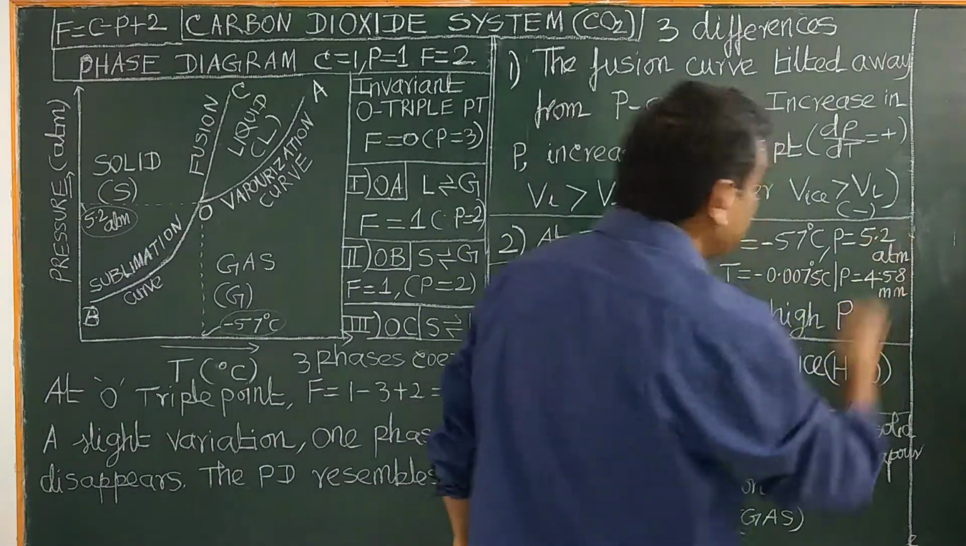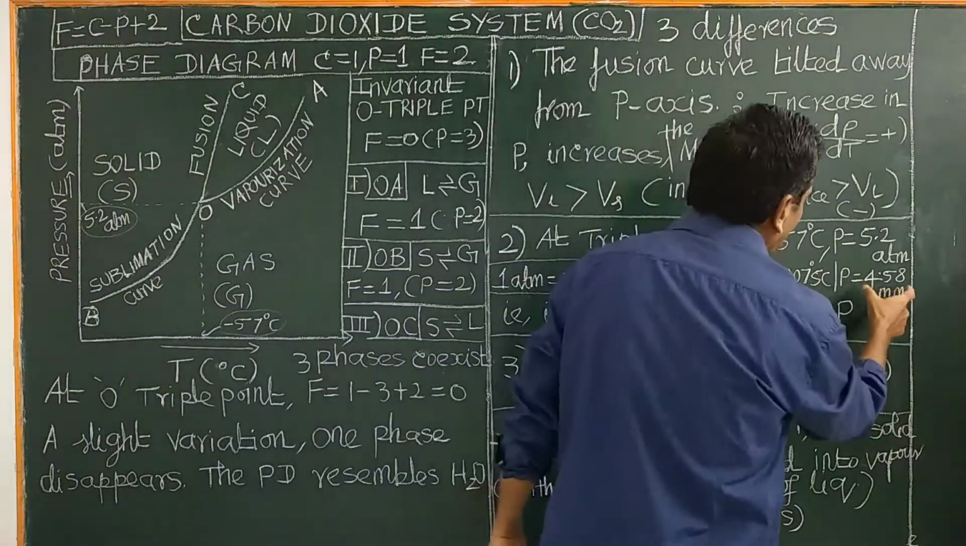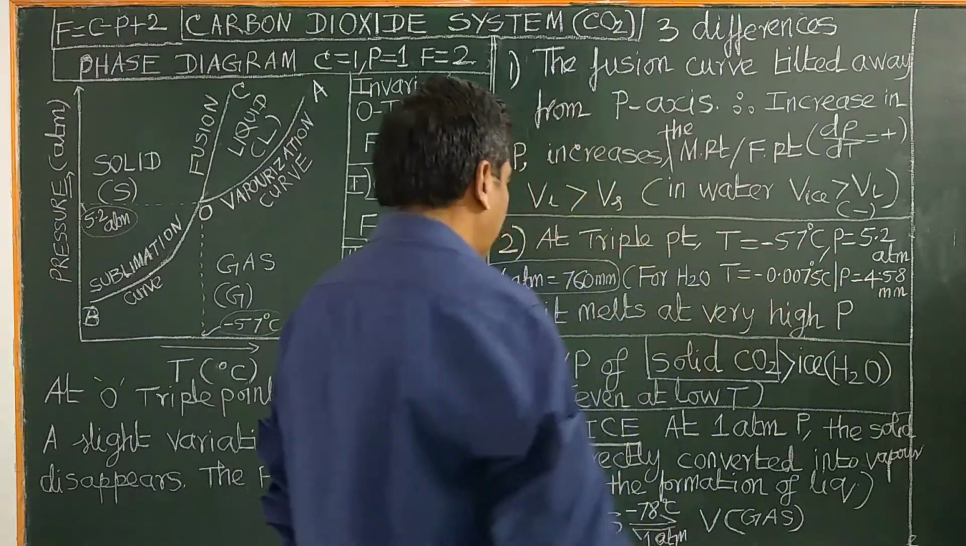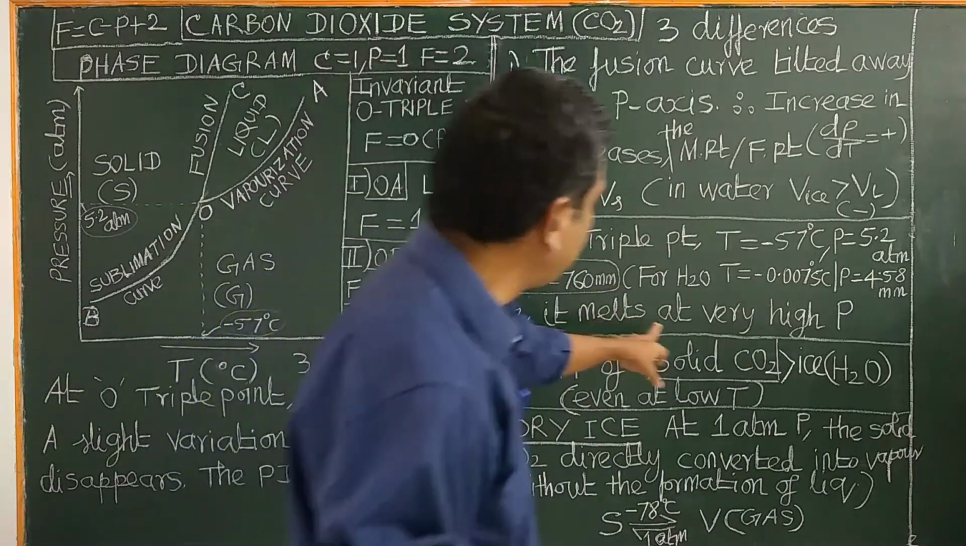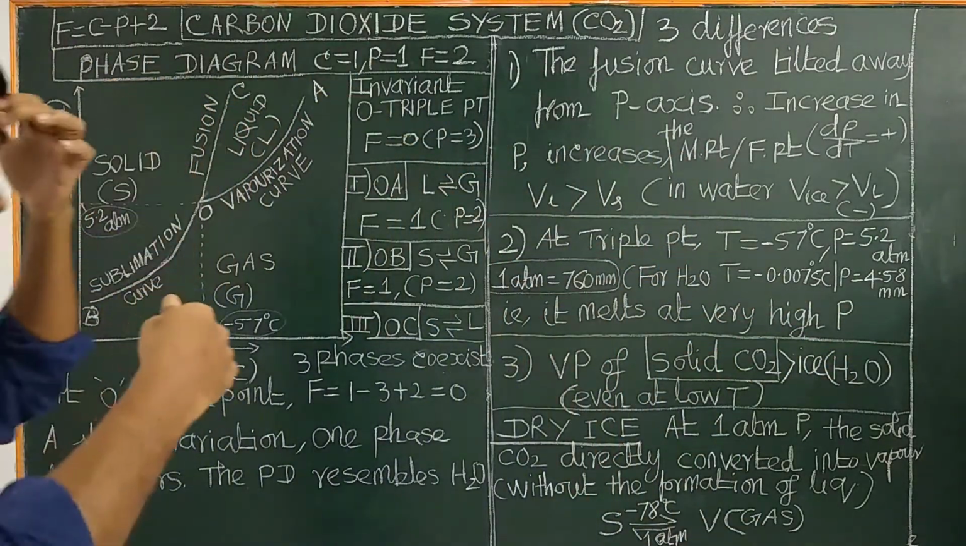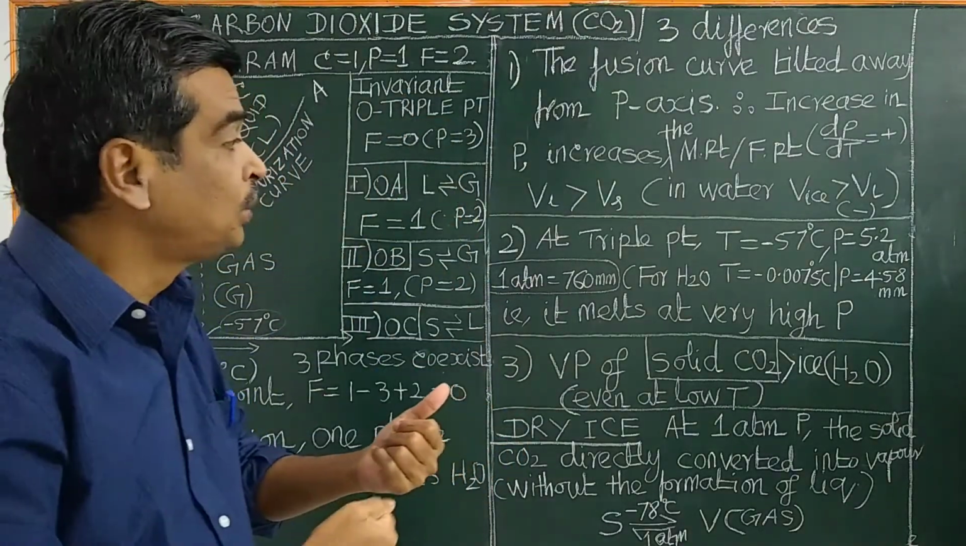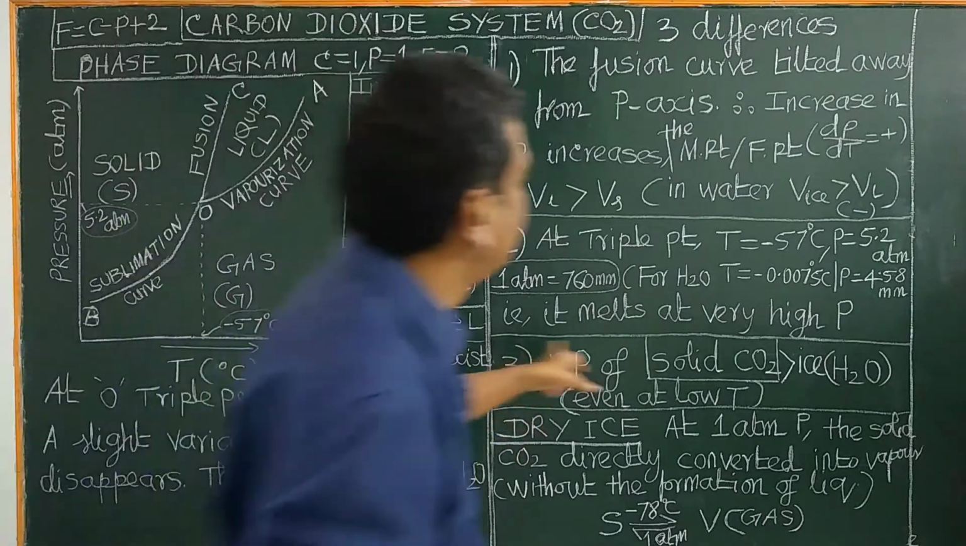Here the pressure is very low in the water system at the triple point. So carbon dioxide melts only at very high pressure, because carbon dioxide is a gas. If you want to make it liquid, you will have to give high pressure. Only at high pressure does it melt.